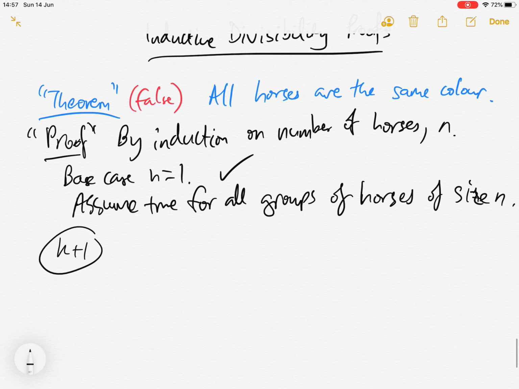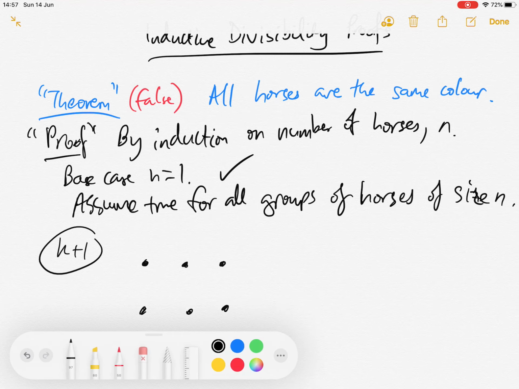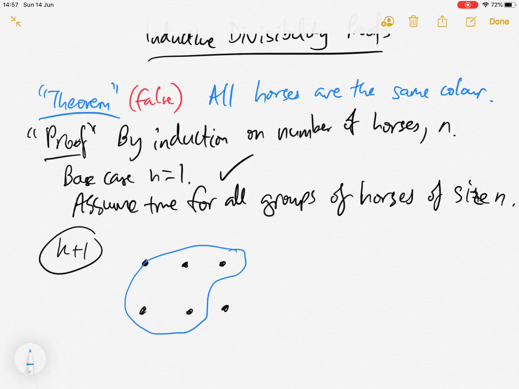Well, then we have, so I'll just draw dots to mean horses because I'm not very good at drawing horses. So for example, consider k is 5, then k plus 1 is 6. So these 6 horses we can split into a group like this of 5.